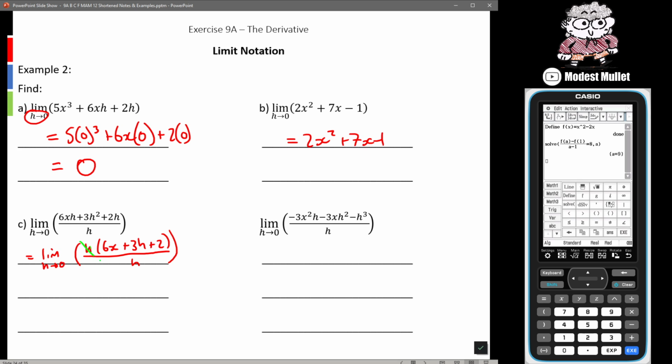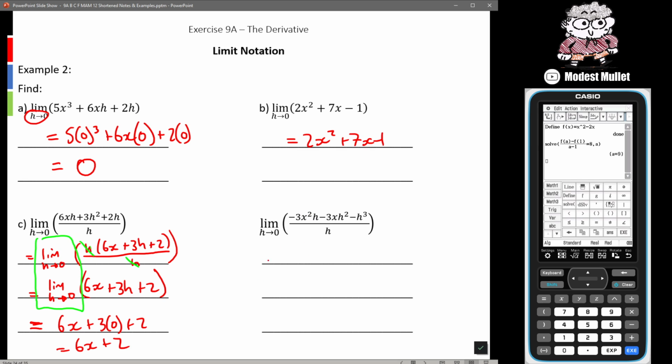Now we can cancel the h in the numerator and denominator, and we are left with, I might just write it out anyway just to show it on this one, 6x plus 3h plus 2. So now once we substitute it in, we can stop writing this limit. Just as a reminder, until we do the substitution, you must write those limit words. So substitute it in, and we get 6x, because we're putting in h is 0, plus 3 by 0 plus 2, which is equal to 6x plus 2.